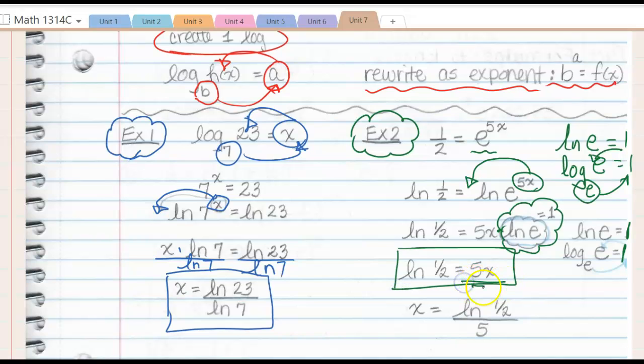I'm going to divide both sides by 5, and I find that x is equal to the natural log of 1/2, the whole thing divided by 5. I would leave it like this as an exact value. If I was going to put it in my calculator, I would have to remember to put parentheses after I finish entering the natural log of 1/2 before I put the division bar and divide it by 5.